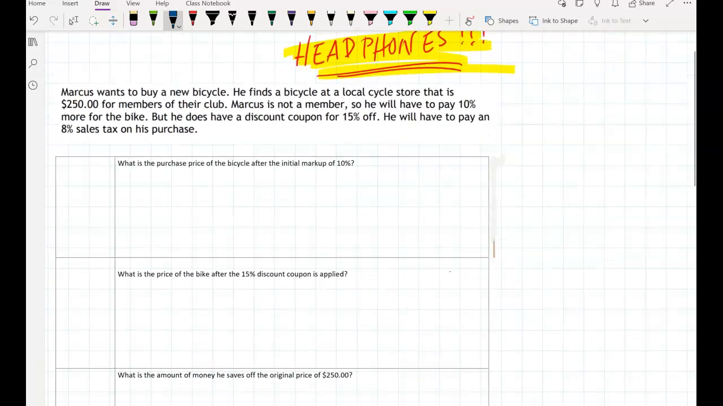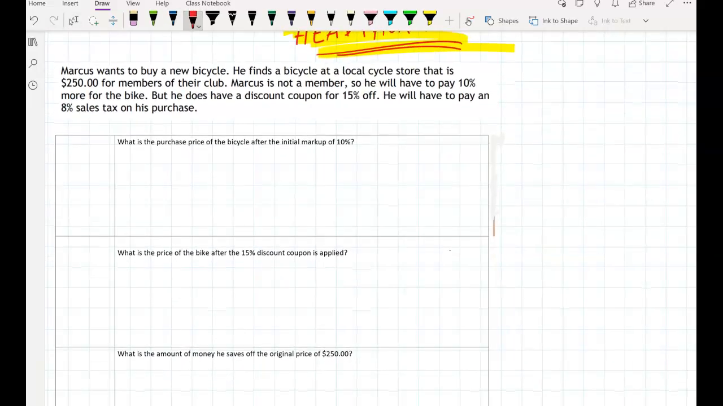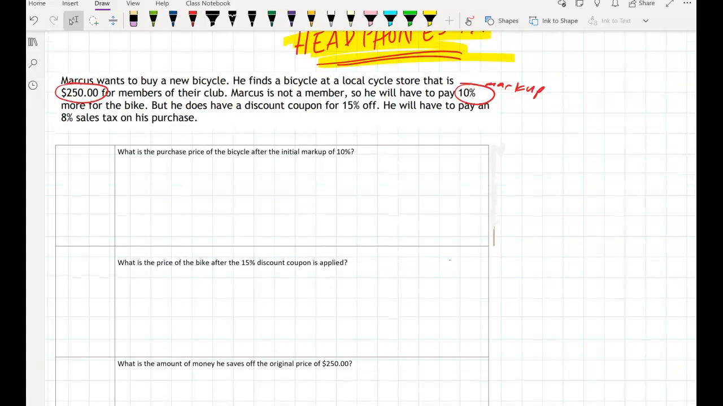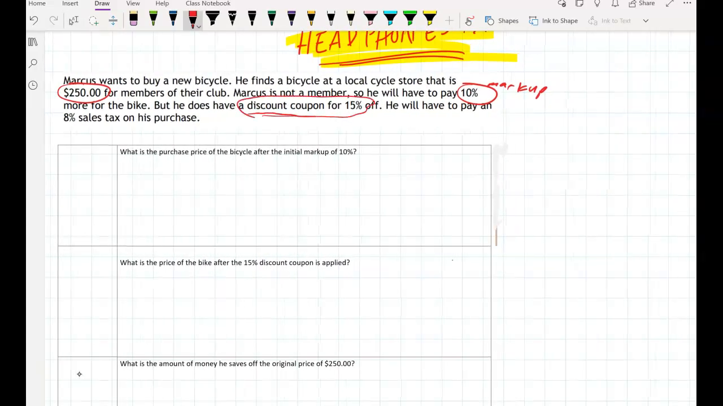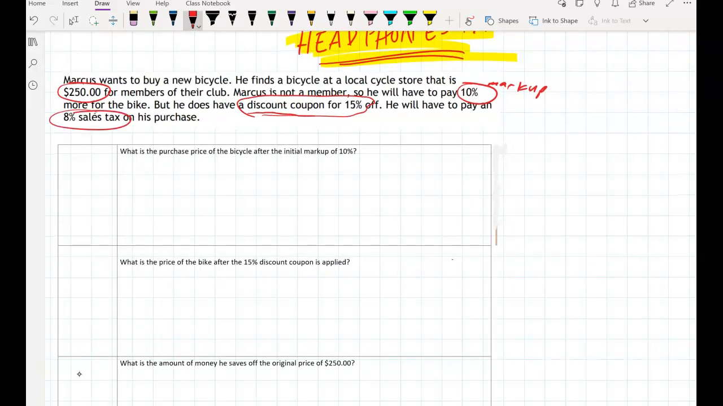So let's get ready. Let's go and find out all the information that we need from the problem. Okay, the bicycle is $250 for members. He's not a member, so he's going to have to pay 10% more. And that, my friends, is a markup. Okay? He does have a discount coupon for 15% off, and then we've got 8% sales tax when it's all said and done. And we're going to find out how much Marcus is going to pay for his bike after all of that.